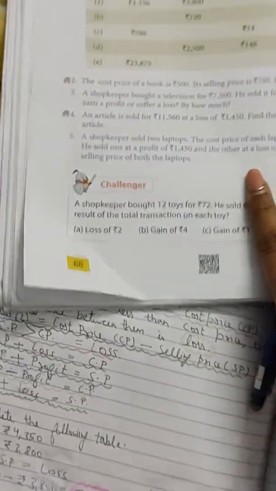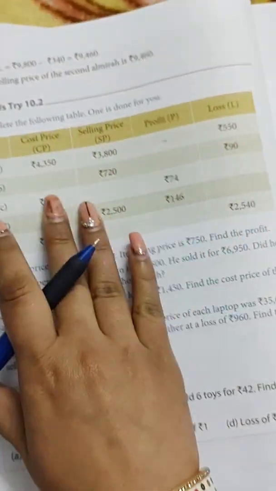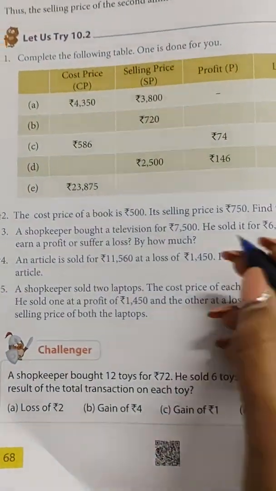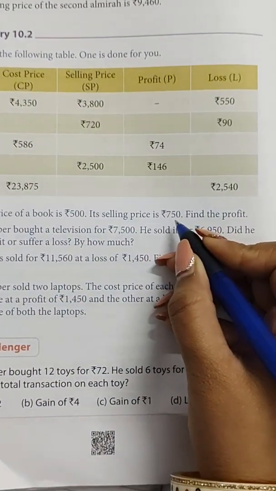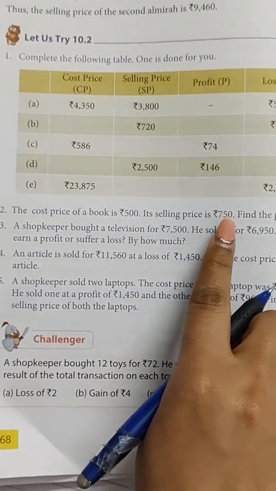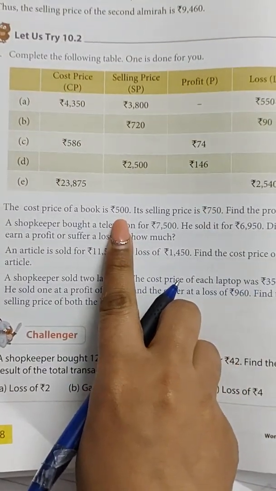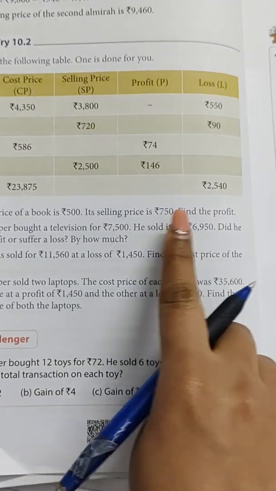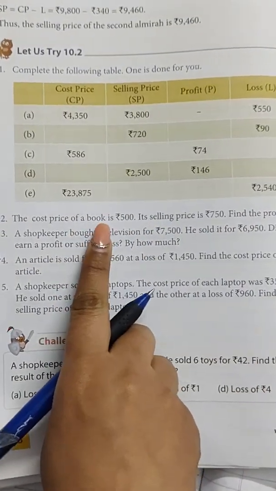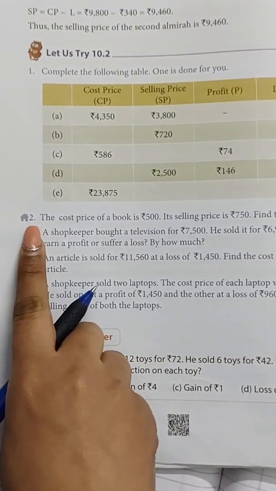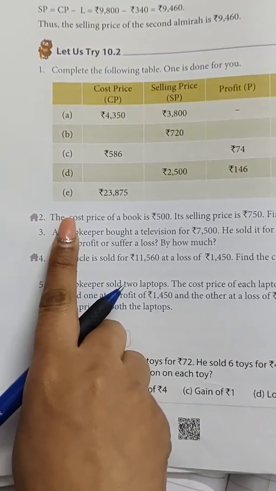Now I hope that these questions are clear to everyone. We have to use the formulas only. The cost price of a book is rupees 500 and its selling price is rupees 750. Find the profit. As you can see, selling price is more than the cost price, so obviously we have profit. So profit is equal to selling price minus cost price, and then you will get the answer. This one I have given you homework. You have to write the statement for this sum.